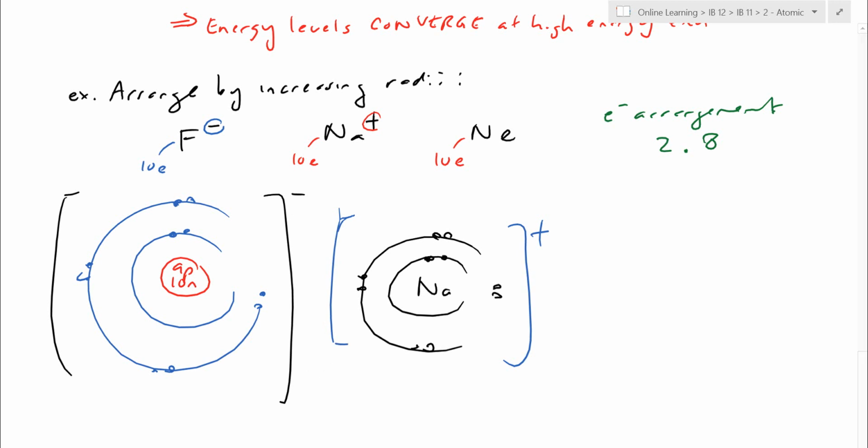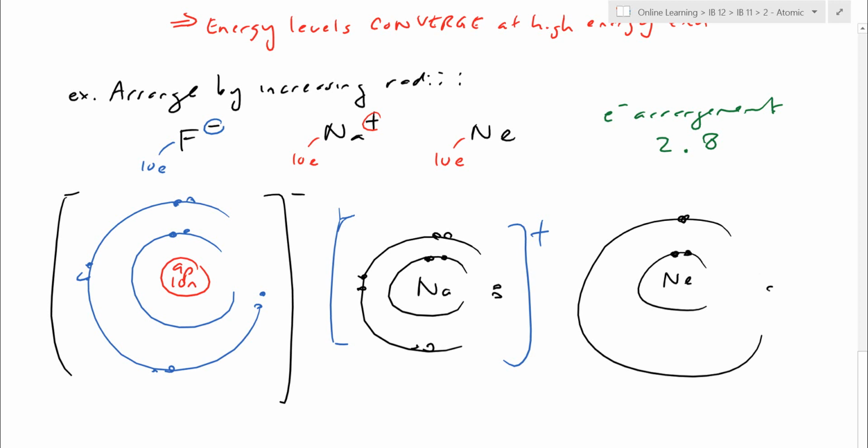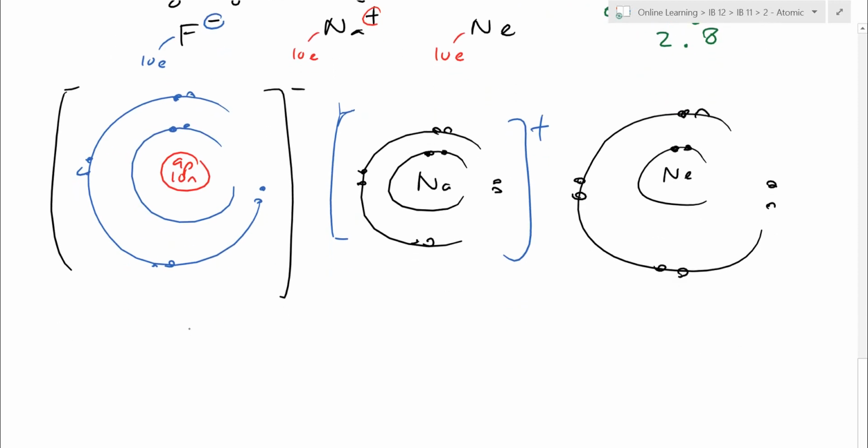Neon here, probably the simplest. Neon was a noble gas, so neon just happened to have 10 electrons. It also has 2 full shells. The question, however, is just because I look alike, just because I have 2 on the first shell, 8 on the outer shell, I want you to know this terminology here.